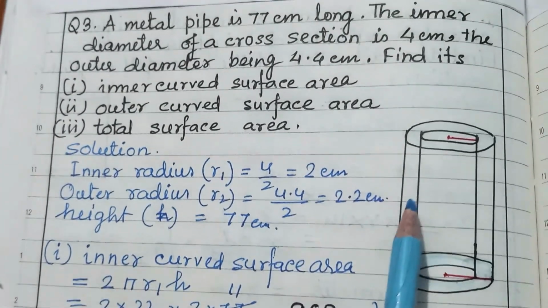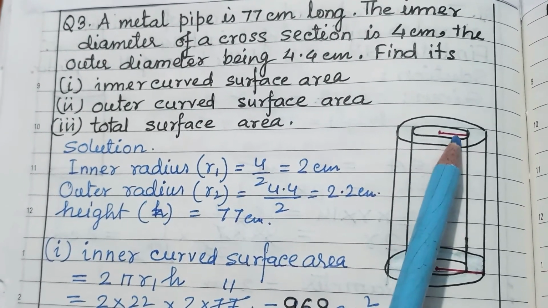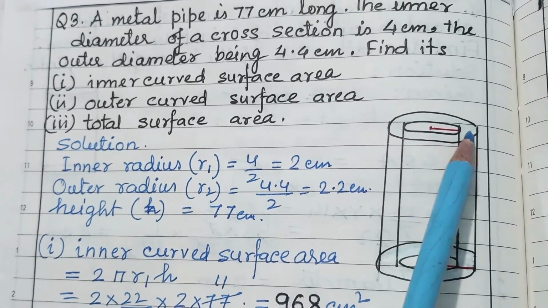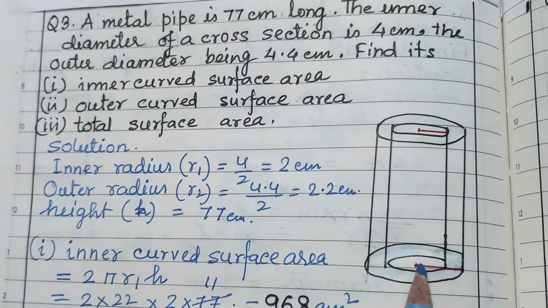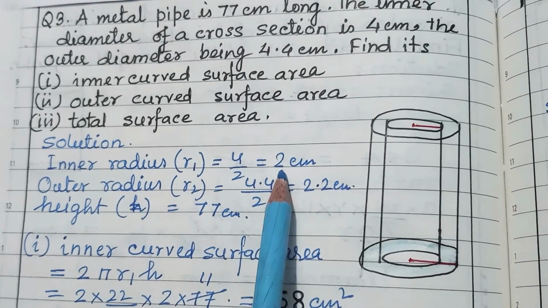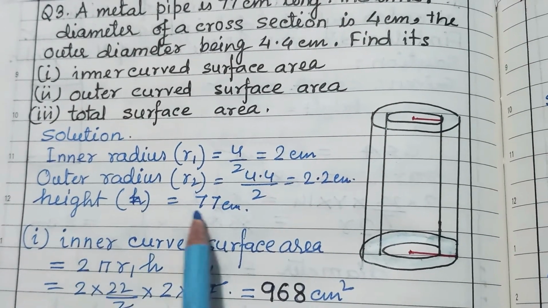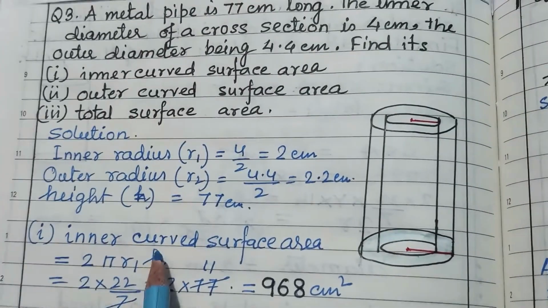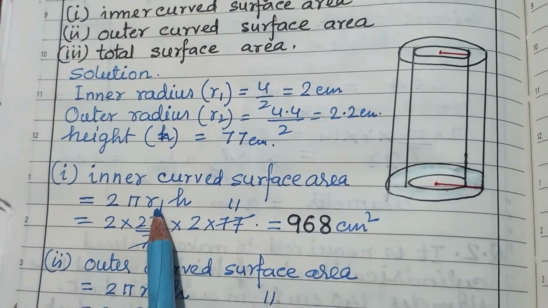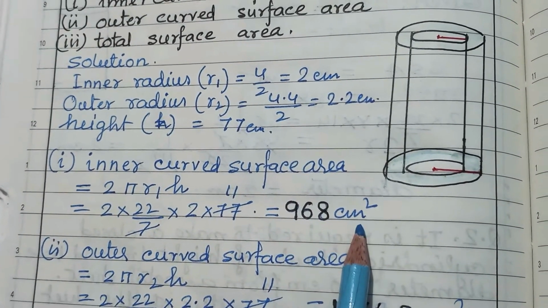Now it is a thick cylinder, whose inner diameter, this one, is 4 centimeter, and outer diameter from here to here, this one, is 4.4 centimeter. Change into radius first. Inner radius R1 is 2 centimeter, outer radius R2 is equal to 2.2 centimeter, height 77 centimeter. Inner curved surface area is 2π r1 into h. Its radius is r1, so you have to take 2π r1 into h. It is 968 centimeter square.